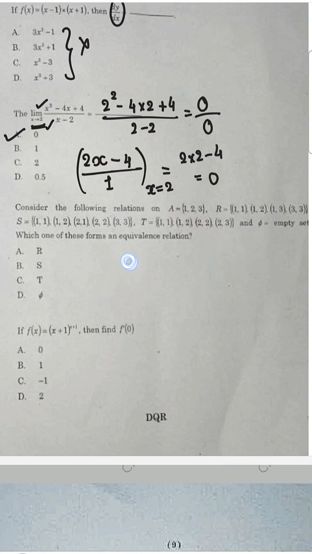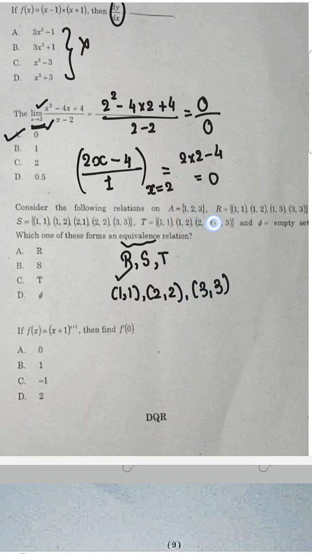I would say equivalence means it should be reflexive, it should be symmetric, it should be transitive. Right? Reflexive means all the elements should be connected with themselves. So whatever is an equivalence relation must be reflexive, and for reflexive it must have (1,1), (2,2) and (3,3). Since inside A we have 1, 2, 3, all the elements should be connected to themselves. (1,1), (2,2), (3,3) must be there.